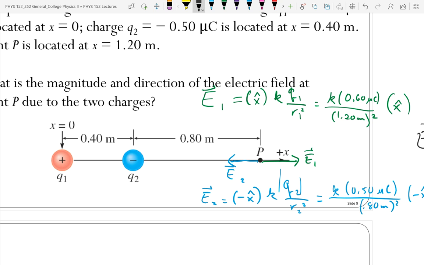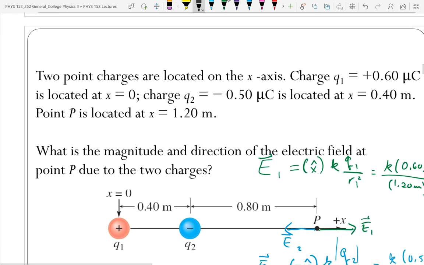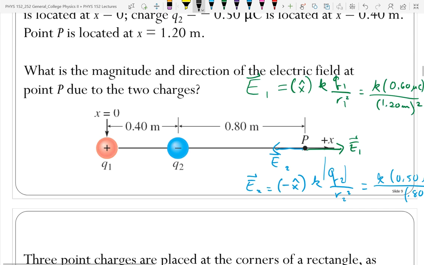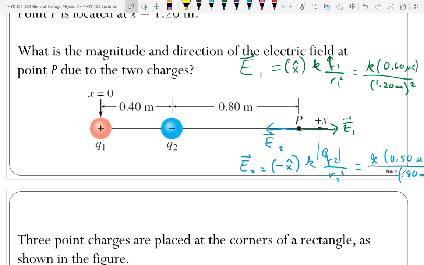If I take it farther away, then it will point... Actually, I didn't check which charge is bigger. If I go far enough away, it'll go right. And so it will behave differently depending on where you put it.